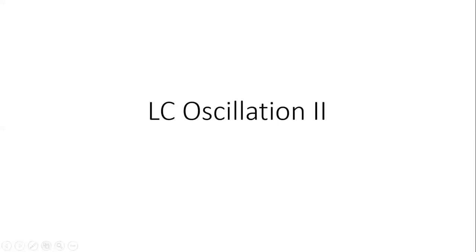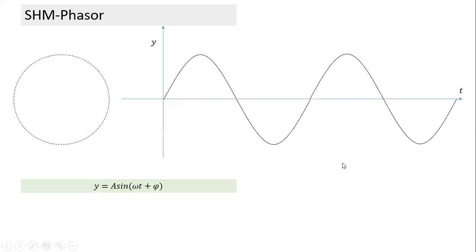We are at the topic of LC oscillation. And to be very brief, we have to mention LC oscillation is like SHM. In the case of normal SHM, what we have done in the mass spring system, the particle position is changing as a sine function of time, and its velocity is also changing as a sine function of time.